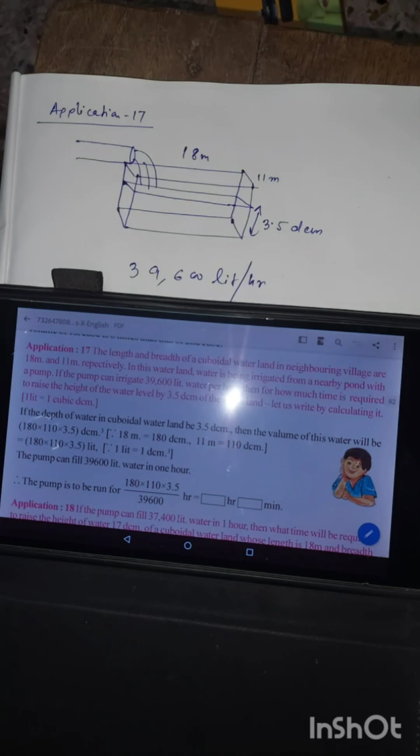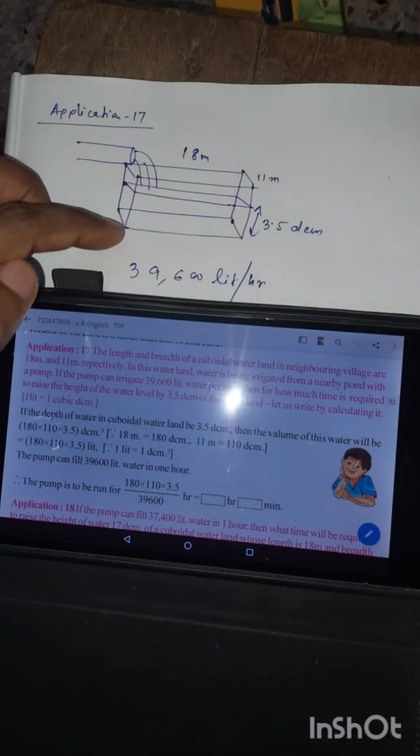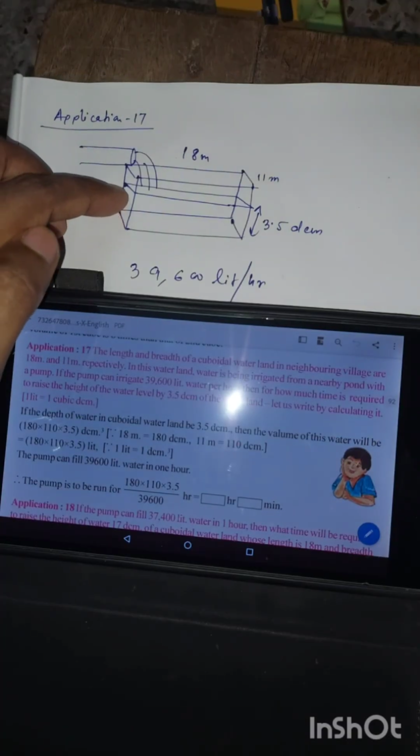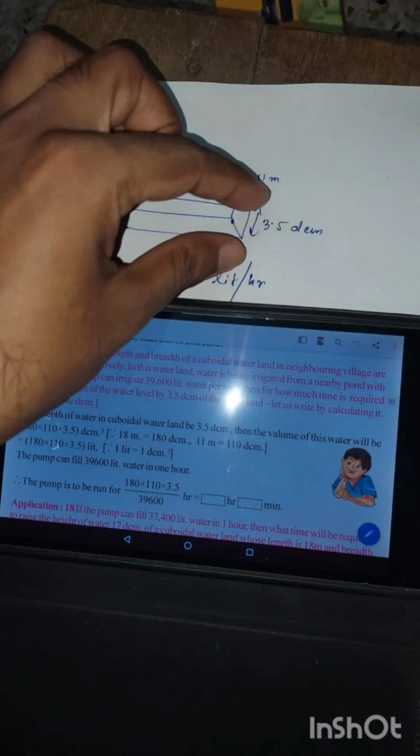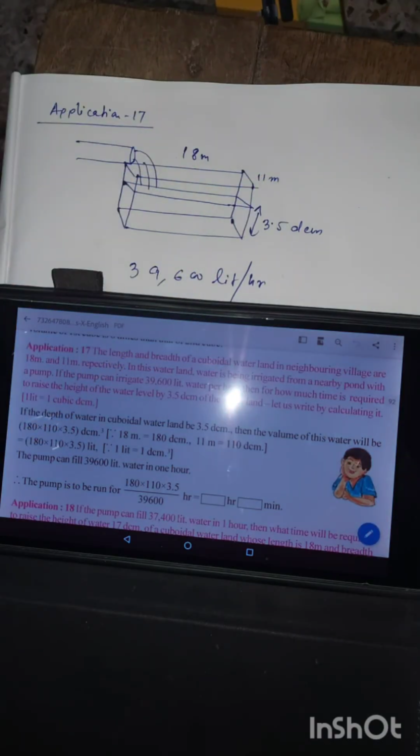If the pump can irrigate 39,600 liter of water per hour, then how much time is required to raise the height of water level? So the level of water is rising continuously and it must reach a height of 3.5 decimeter. Let us write by calculating it. So how much time is required, we have to write.